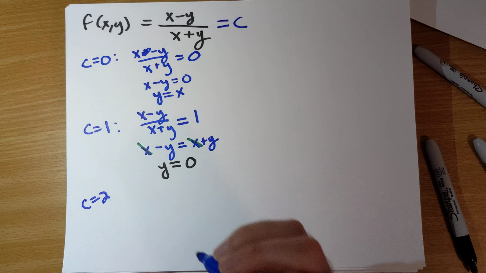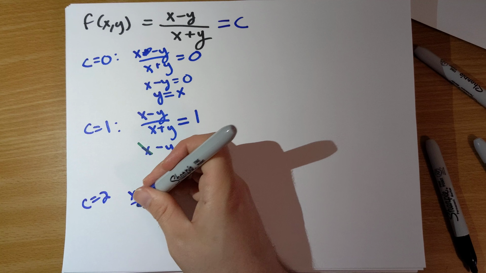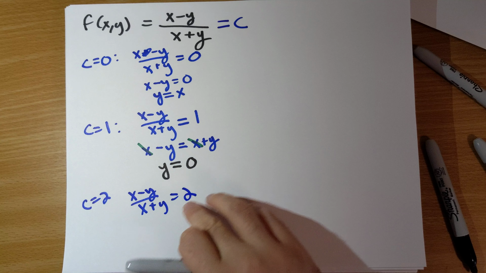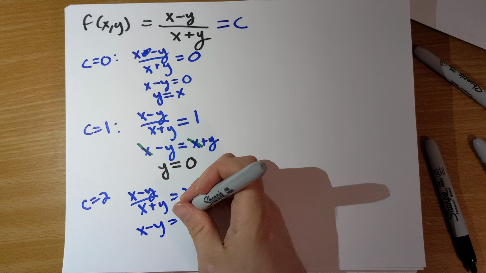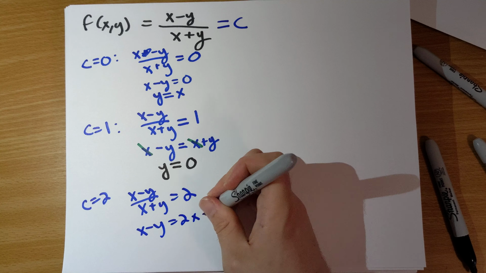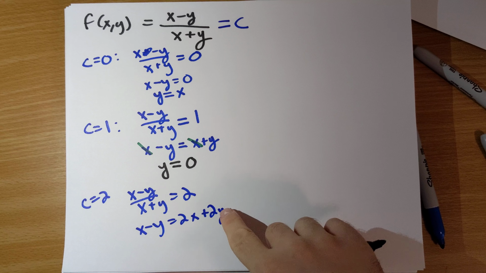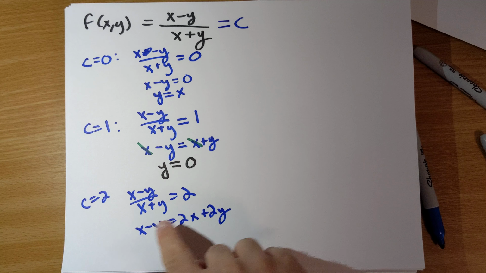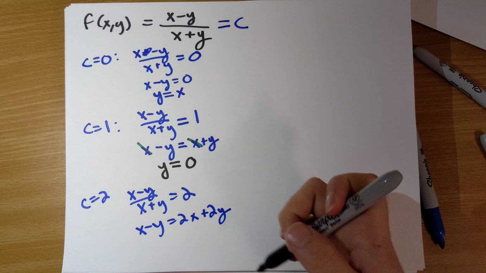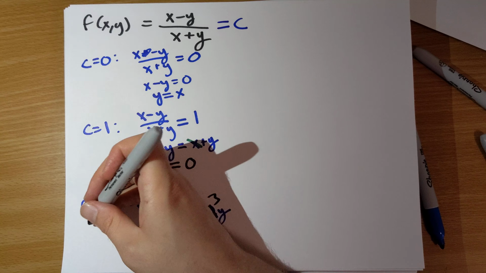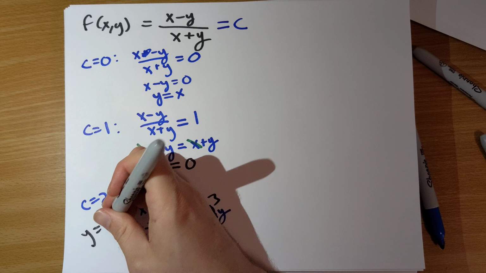Finally, if c is equal to 2, this is (x minus y) over (x plus y) is equal to 2. Clear out: x minus y is equal to 2x plus 2y. And if we manipulate this a little bit, add y, subtract 2x, so adding y gives 3y on the right, subtracting 2x gives negative x on the left here. So 3y is equal to negative x, or y is equal to negative 1/3 x.